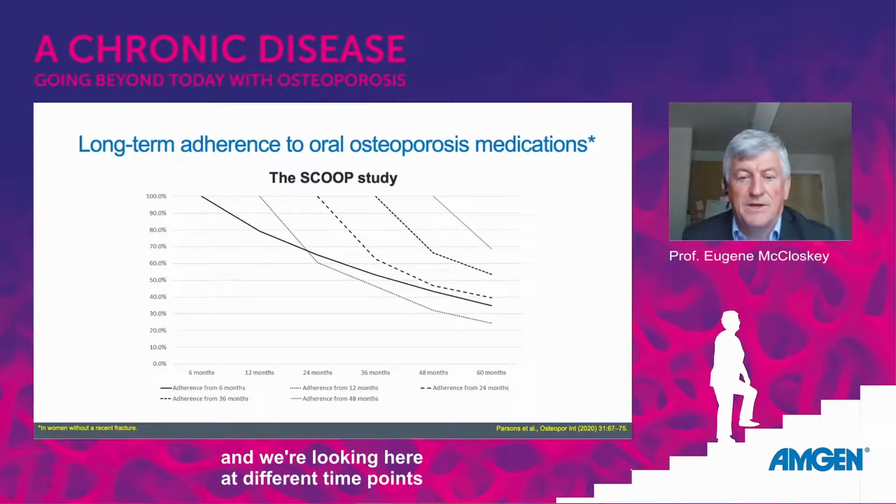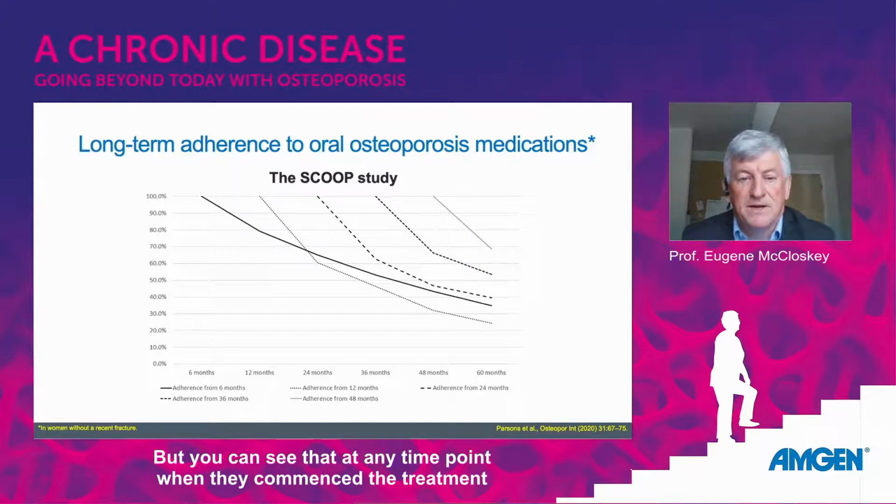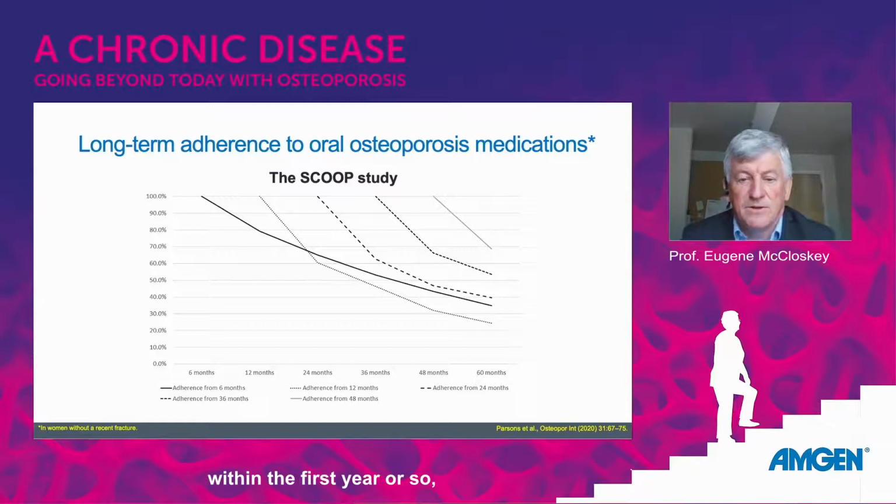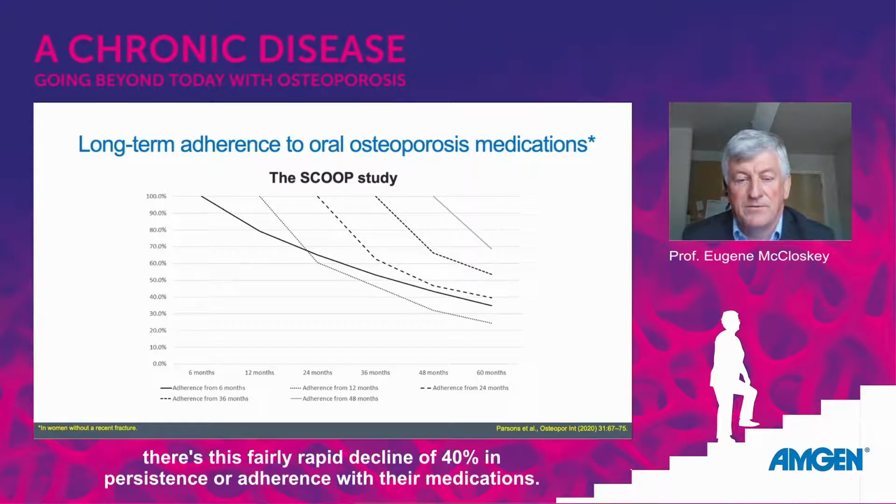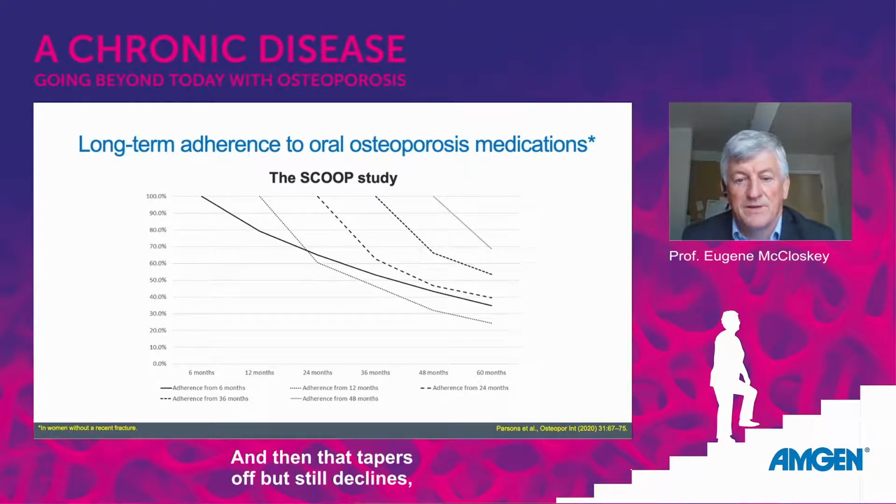And we're looking here at different time points that the patients commenced the bisphosphonate treatments. But you can see that at any time point when they commenced the treatment, within the first year or so, there's a fairly rapid decline of 40% in persistence or adherence with their medications. And then that tapers off, but still declines. And by the end of 2 years, 3 years, 60% or more have stopped taking their medication.